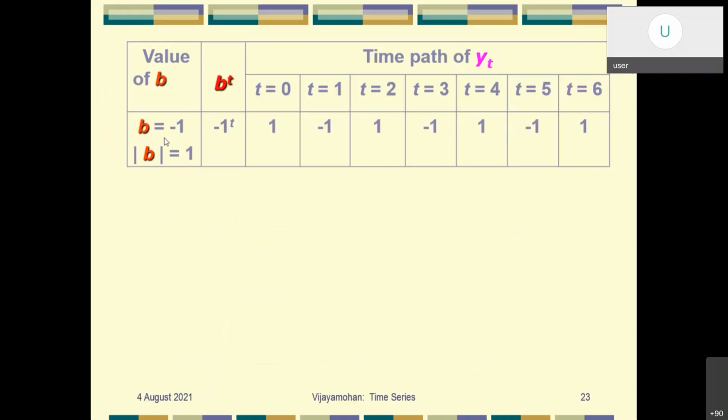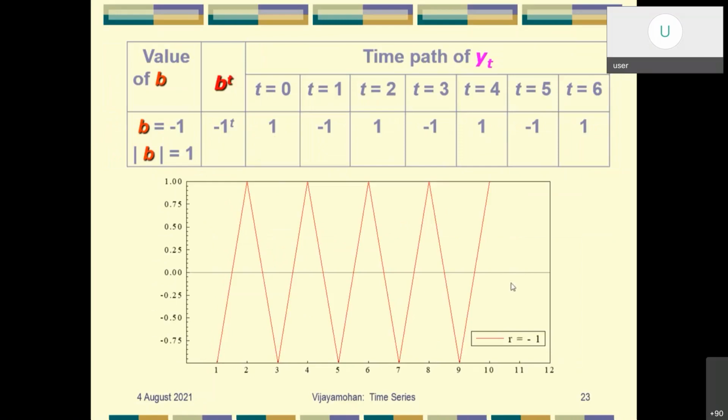Now the other case. Now we have b, the root, equal to minus 1. Here we do not have any convergence or divergence, but we have oscillation. That is, we have a fluctuation like this, but there is no convergence. There is no divergence also.